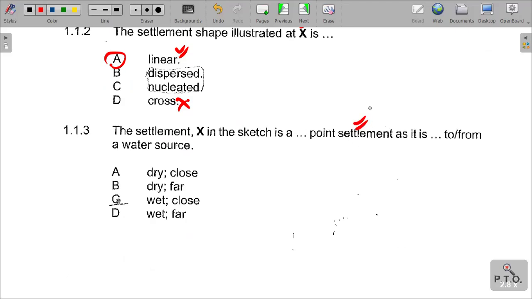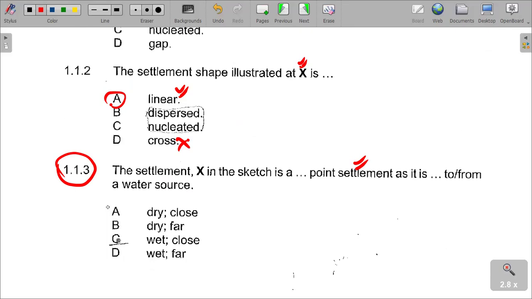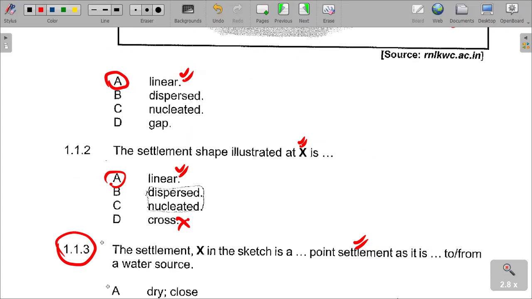This is a wet point settlement, as it is close to a water source. Just check through the paper that was last loaded or revised on Metric Hub. It actually addresses this concept. We are saying you need to know that there is a river close to the settlement. We have a water source close to the settlement.